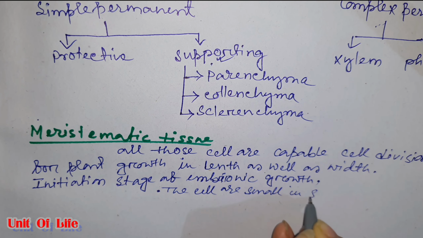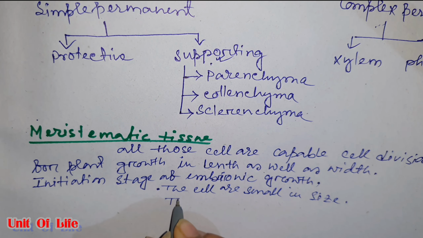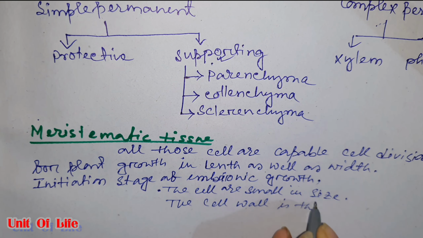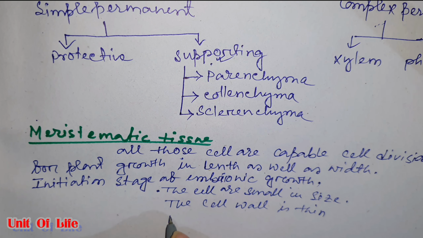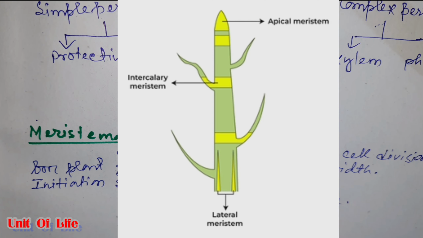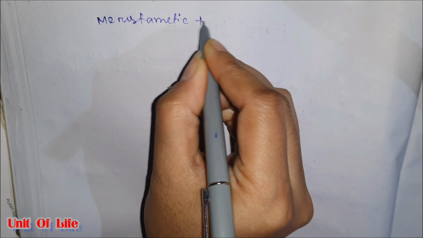The general characters or general features of meristematic tissue are: this type of tissue is small in size, and its cell wall is very thin, and it has a large nucleus. Meristematic tissue is of three types: apical meristematic tissue, intercalary meristematic tissue, and lateral meristematic tissue.